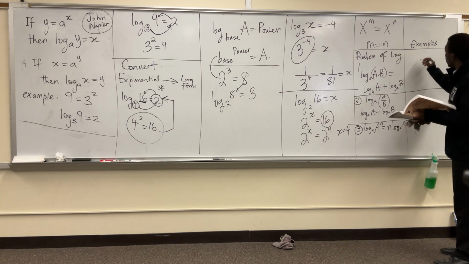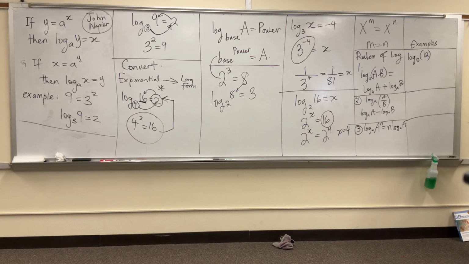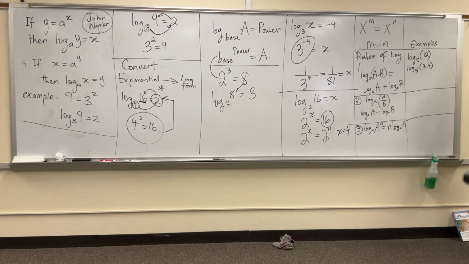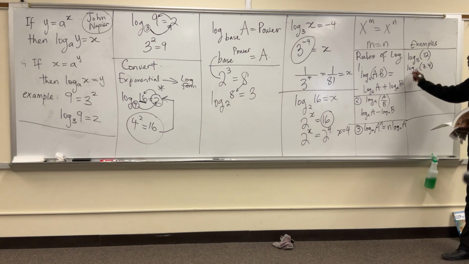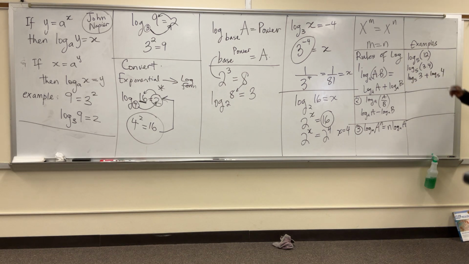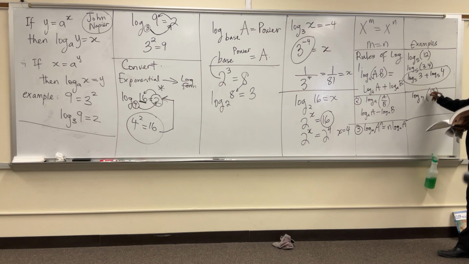So here's the example. If somebody says log base 5 of 12, and you're like, wait, what do I do with that? Well, the good news is that you can change this to log base 5 of 3 times 4, because 3 times 4 is 12. Which is the same thing as log base 5 of 3 plus log base 5 of 4. That's how you simplify that problem. You took the 12, you broke it down, and then you used this rule to write it like that. So that's the answer.